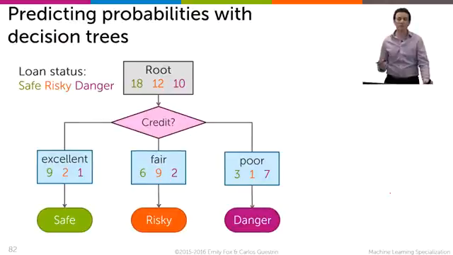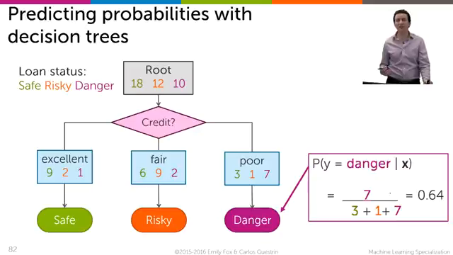We discussed that we can make predictions based on the majority class for each one of these splits here, but it turns out that with decision trees, if you want to predict the probability of a class, it's actually very simple as well. So all you have to do is look at the fraction of the data that is associated with a particular label or value for each one of these leaves. So for example, for this case here, where credit was poor, where we predicted the y hat was danger, we can actually ask for the probability of danger given the input x.